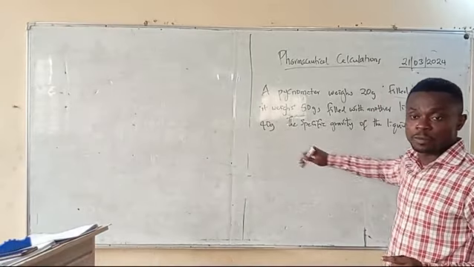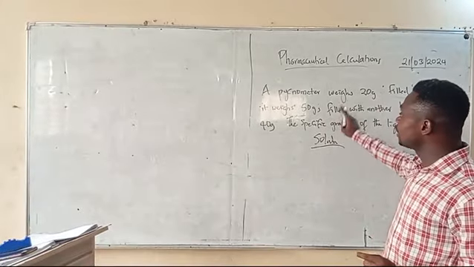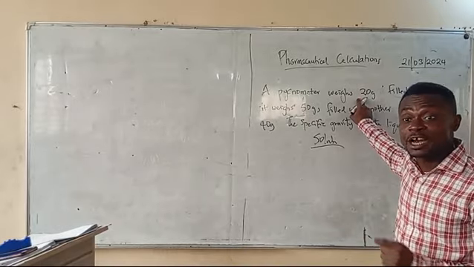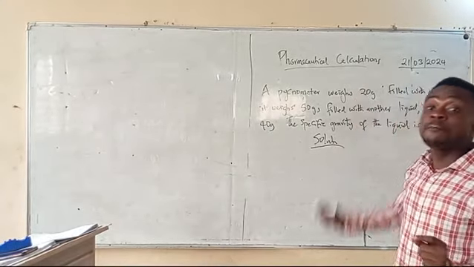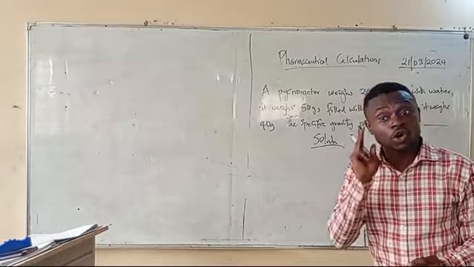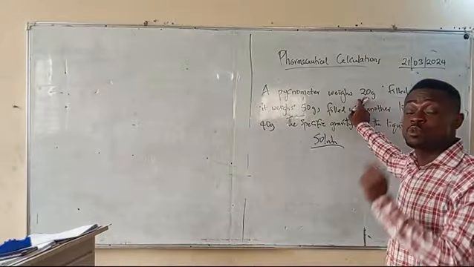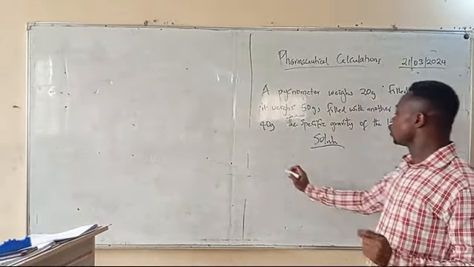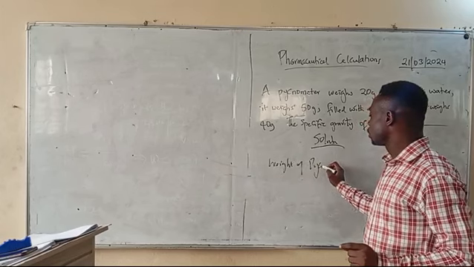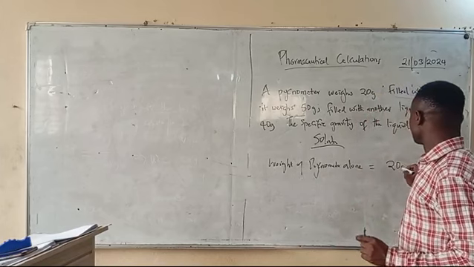Now, that is what happened here. Solution. That's the idea we use to solve this one. A pycnometer weighs 20 grams. This is the weight of the pycnometer alone. Remember, it is the same pycnometer they are using. They didn't change the pycnometer. That means the volume is constant. So the pycnometer weighs 20 grams. This is the weight of the empty pycnometer. So weight of pycnometer alone is equal to 20 grams.